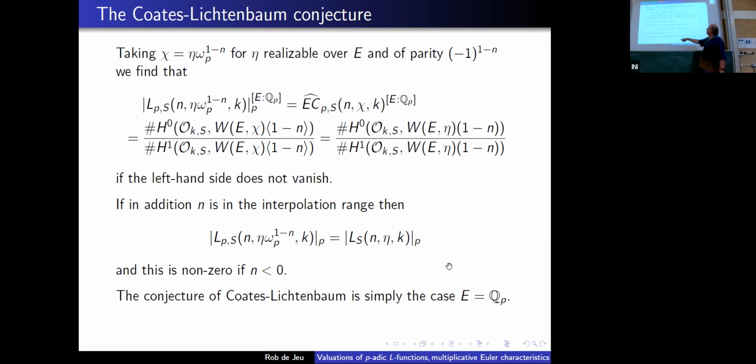Right, and then because in the interpolation range it's negative, this is non-zero, so that means that this is actually just a finite quotient. And then Coates and Lichtenbaum is simply the very simple case where you actually have a character, I think with values in Z_p, I remember. And I think I should also have said in that case you have to have n, and I think n was odd. But even for Q_p you get a slightly stronger result.